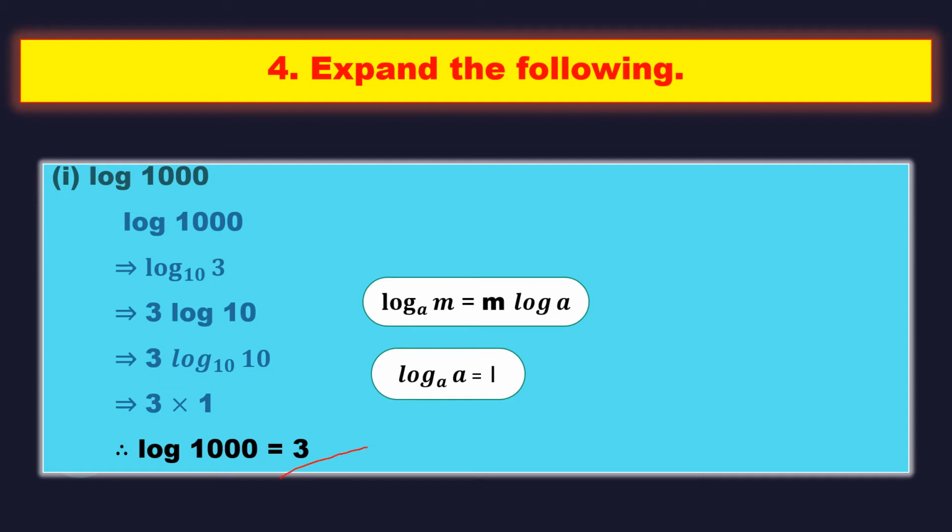Don't confuse. Use the correct, suitable property. Here log m base a, so m log a. Here we can put the base as 10 for log 10, because it is a common logarithm. So log a base a equal to 1, so instead of this one, I put 1 here. So it is 3 into 1, 3. Okay, so let us go to the next problem from this bit.